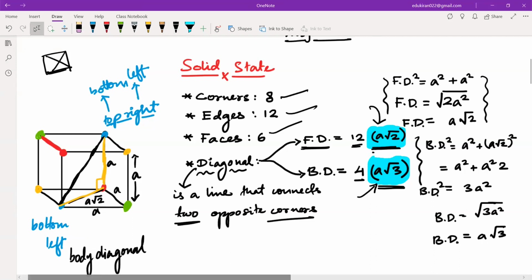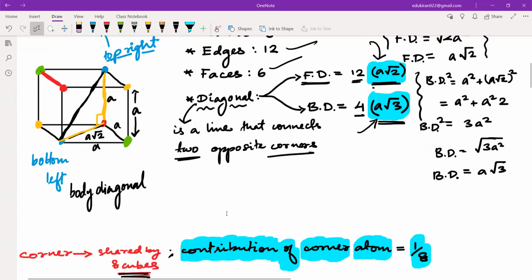A root 2 and a root 3, just memorize this one. Say in your head 5 times right now. Face diagonal a root 2, body diagonal a root 3. Face diagonal a root 2, body diagonal a root 3. See, in your sleep also, if somebody asks you what is the length of face diagonal, you will say a root 2. And what is the length of body diagonal, you will say a root 3.